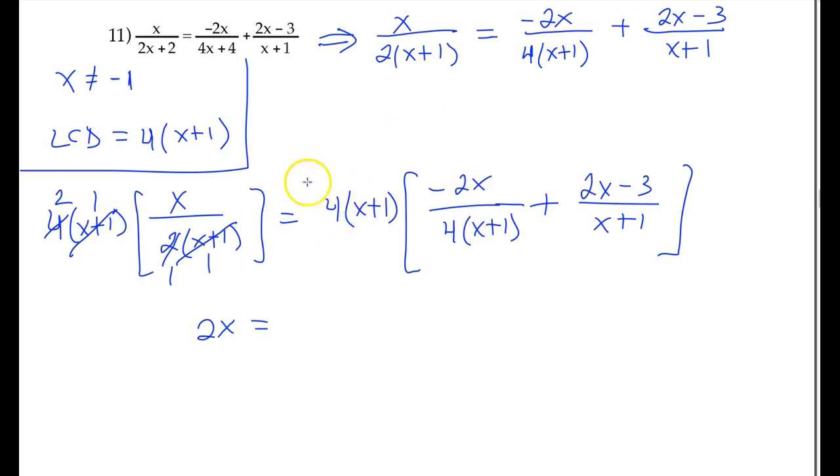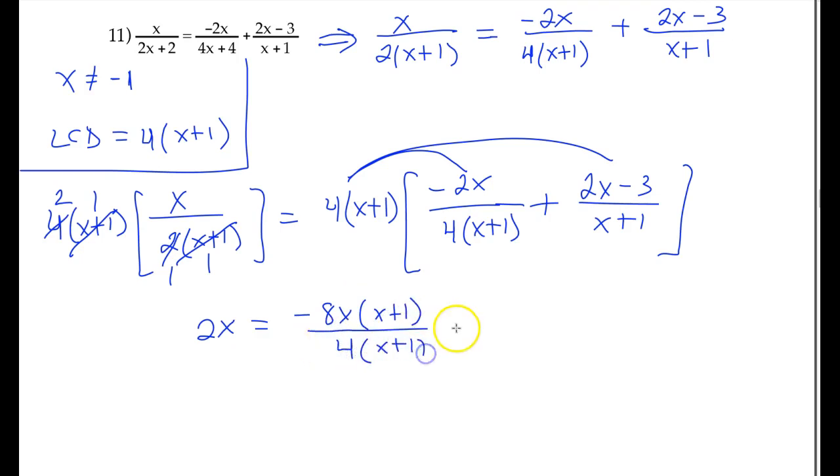On the left-hand side here, we multiply both terms by the 4 times x plus 1. Then whenever I do this, this will end up being a negative 8x times x plus 1 over 4 times x plus 1, plus this would be 4 times x plus 1 times 2x minus 3 all over x plus 1.